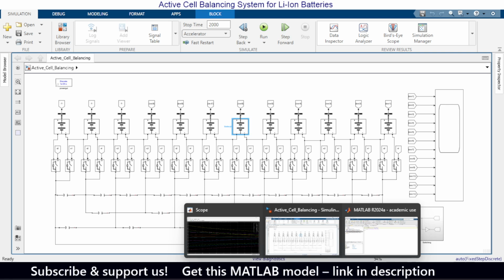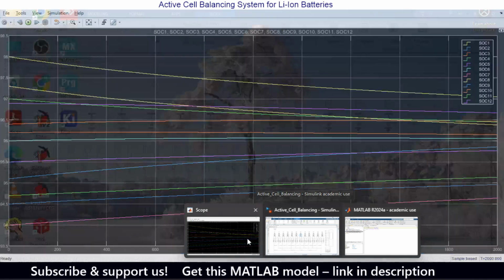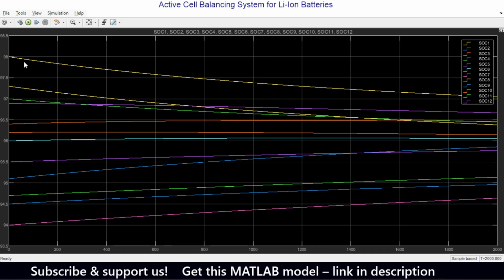Since it will take a long time to simulate, I have simulated it already. As you can see, the battery with higher SOC is getting discharged and the battery with lower SOC is getting charged. So the SOCs of different batteries are converging to a point. If this happens over a period of time, the battery will get calm and all the SOCs of the batteries will converge at the point. So this will increase the life of the battery.